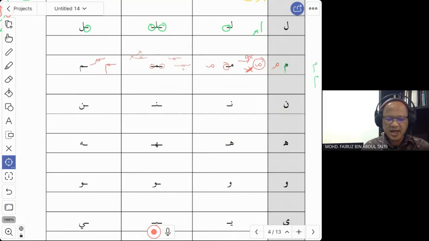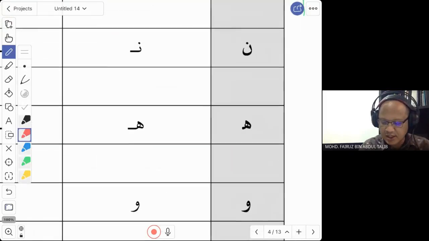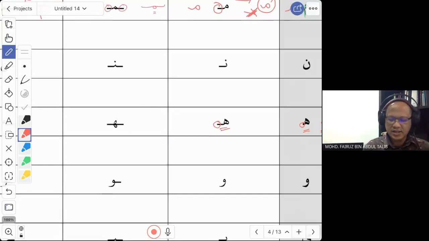Next letter is ha. Okay, so ha, this is the individual ha, it is actually like this. That is the individual ha. The one that you see here, this is the beginning ha. This part is actually telling you that you can connect it to the next letter. This is the medial ha. When it is in the middle, it can be linked to both sides.